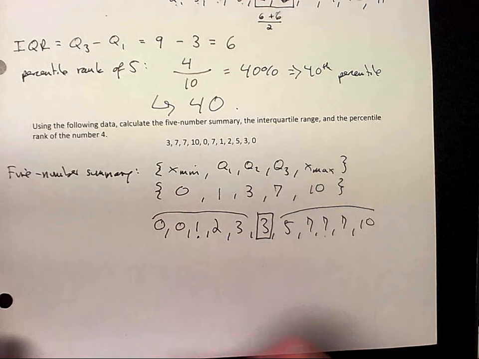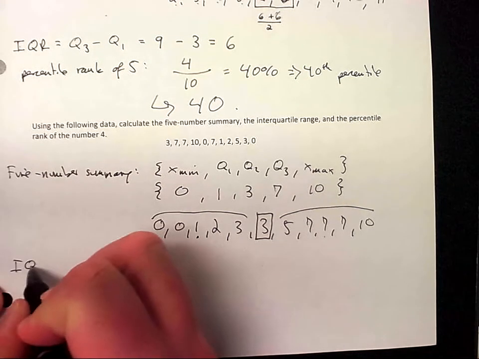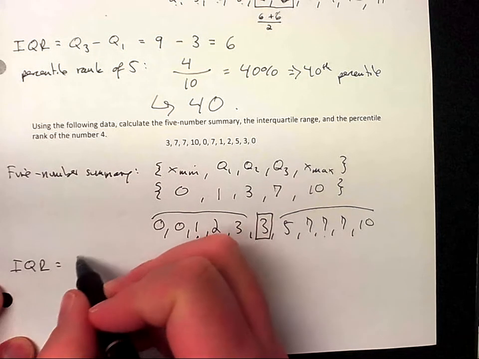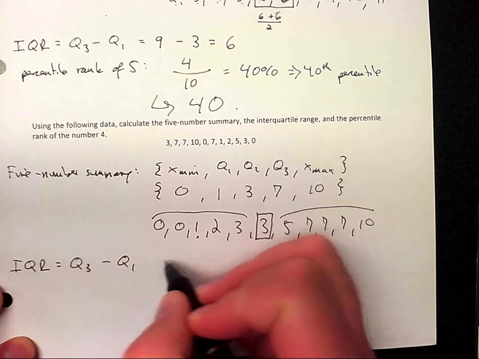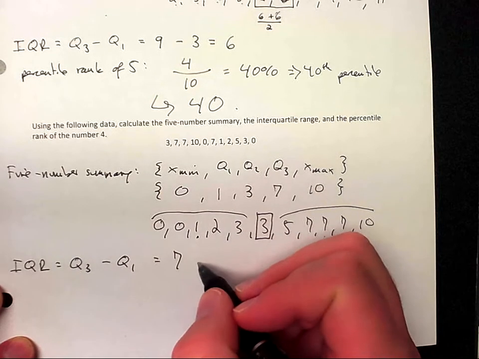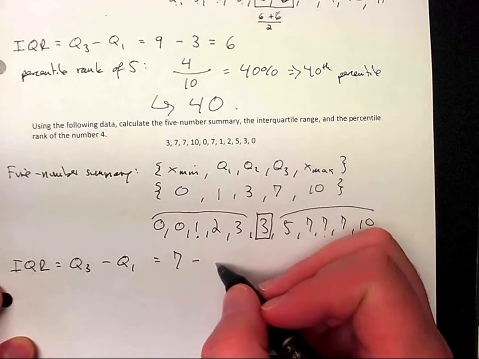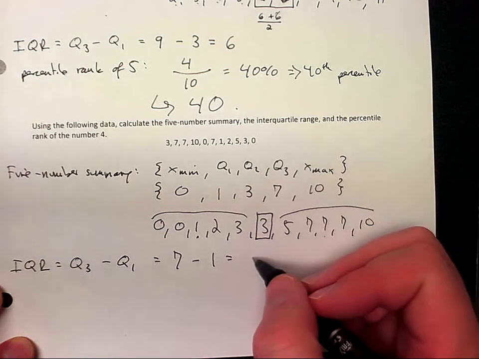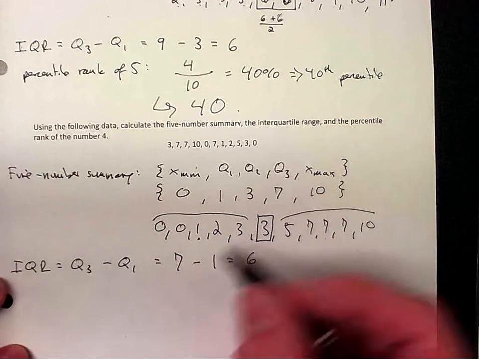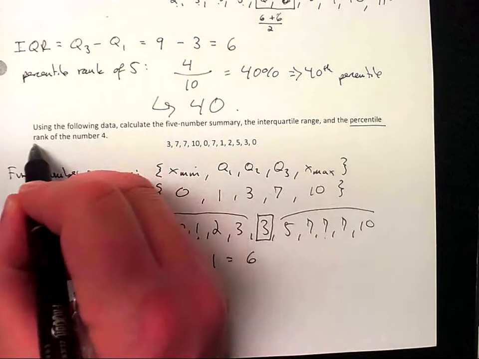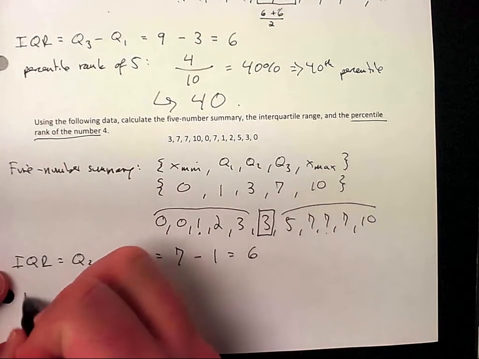Then the next thing we want to do is the interquartile range, or IQR. The interquartile range is defined as Q3 minus Q1. Q3 we determined is 7, minus Q1, which is 1. So our interquartile range is equal to 6. Everybody good with IQR being equal to 6? All right, the next thing we want to find in this problem is the percentile rank of the number 4.